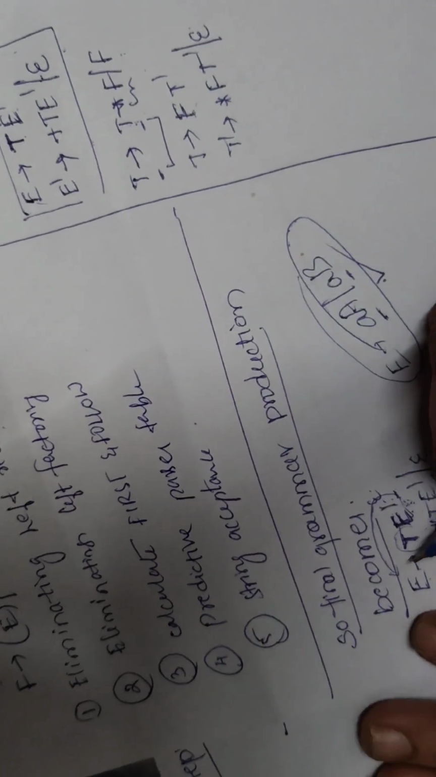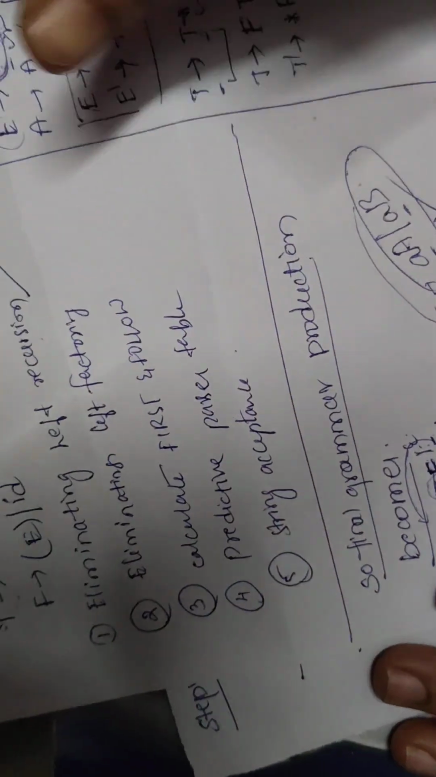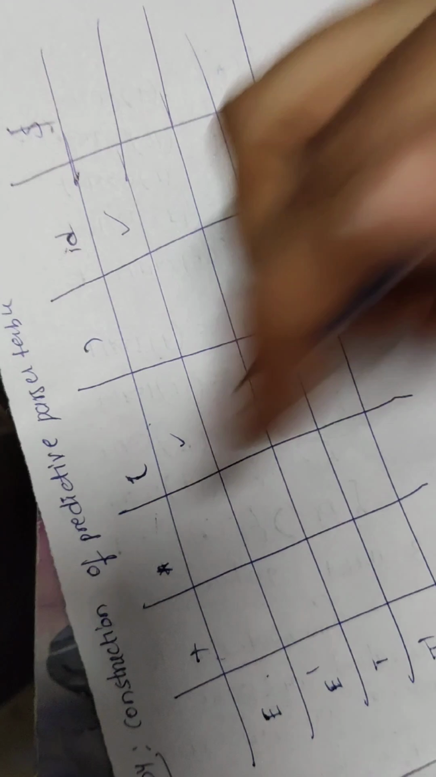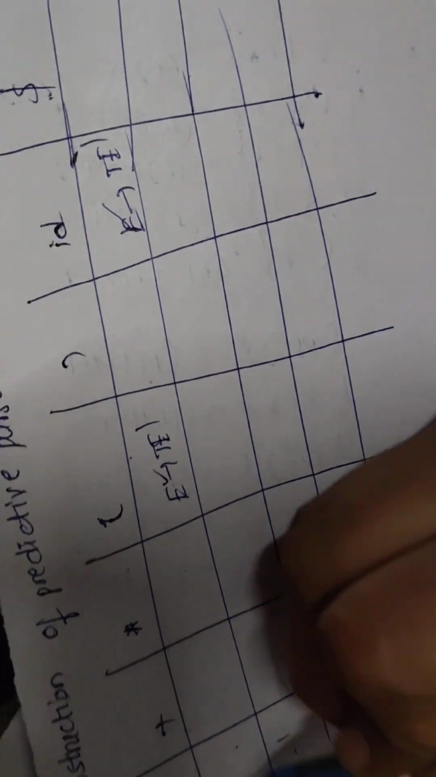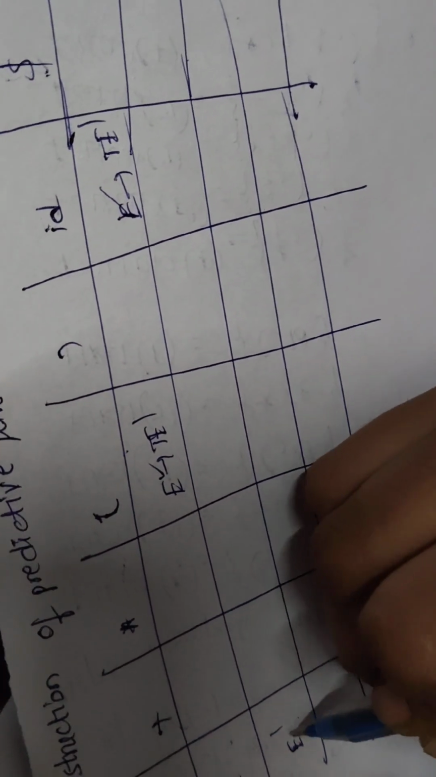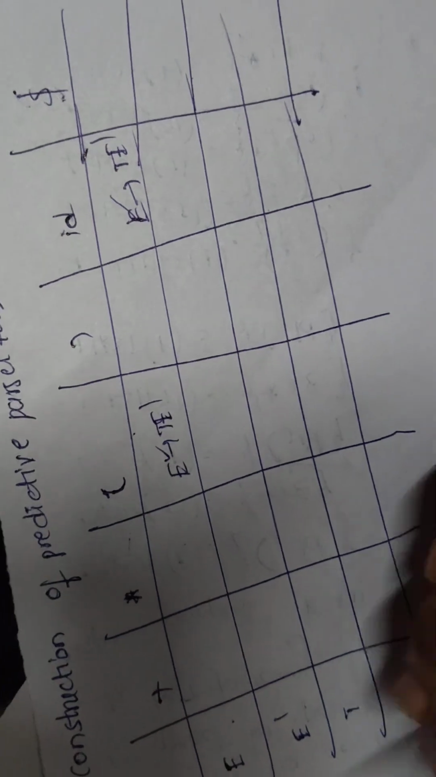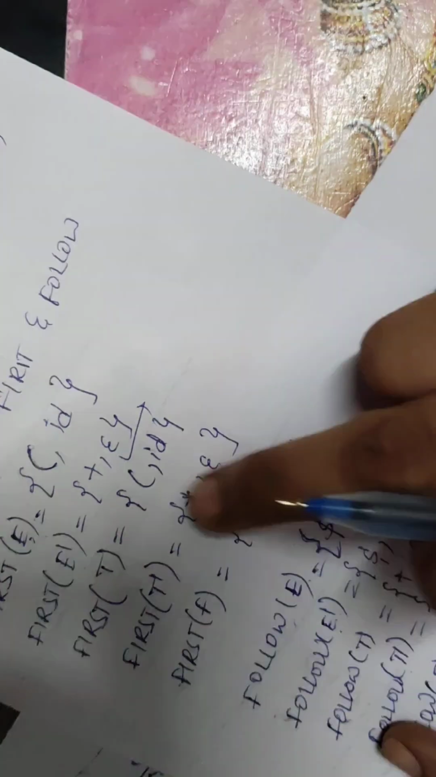Dollar is compulsory. So first we need to calculate this table, right? The table must start with the first element only. What is the grammar's first element? We have E, right? So it should start with the E only. Then first calculate the first of E. What is first of E?